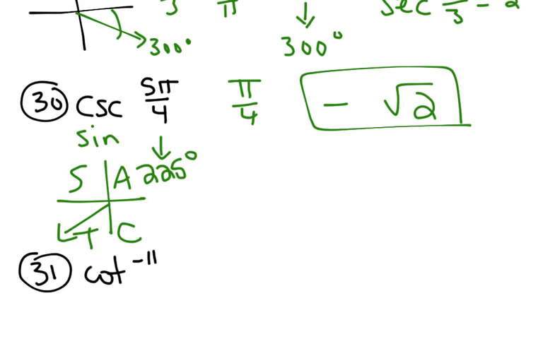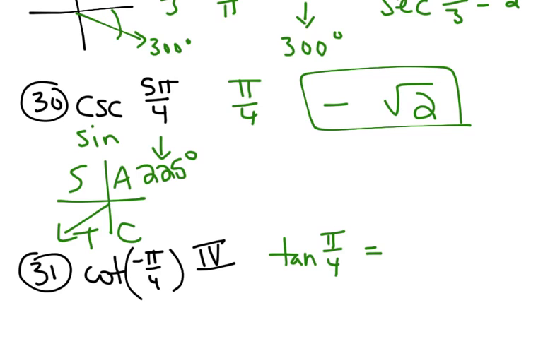Cotangent of negative pi over 4. Well, negative pi over 4 is in quadrant 4. And its reference angle is pi over 4. So really what I need to know is what's the tangent of pi over 4? What's the tangent of 45 degrees? Well, the tangent of 45 degrees is 1. But in quadrant 4, should the answer be positive or negative? In quadrant 4, it should be negative.